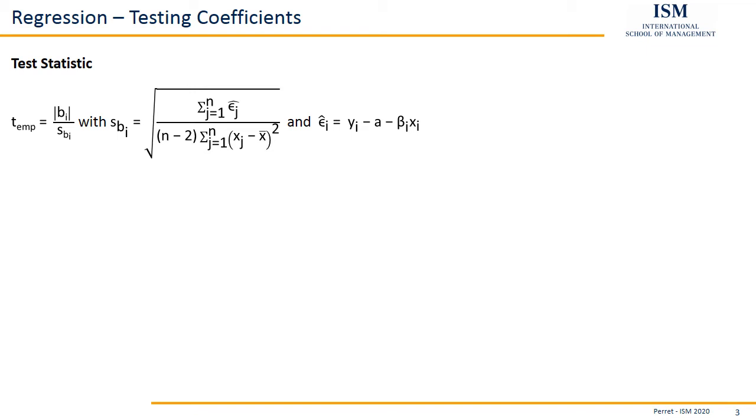Okay, the standard error is a little bit more complicated. That's more or less the sum of all squared residuals divided by n minus 2, and then we have something comparable to the variance. And if we take the square root of this, we get our specific standard error for each of our different variables xi and the corresponding coefficients bi.